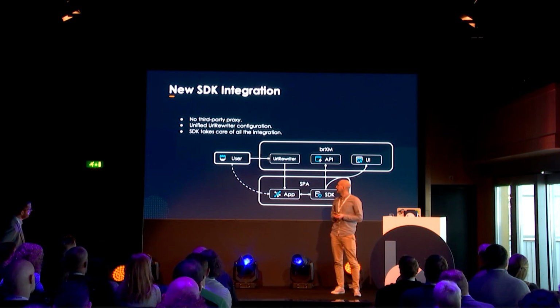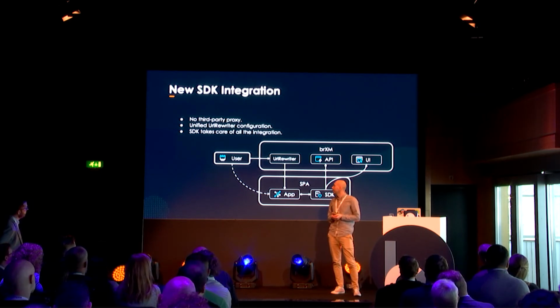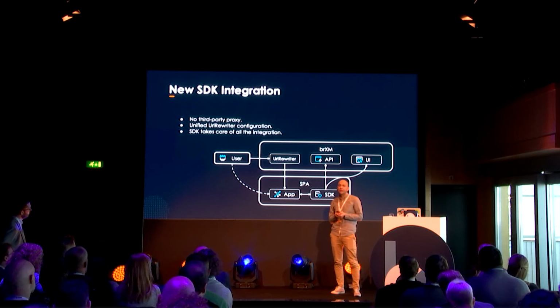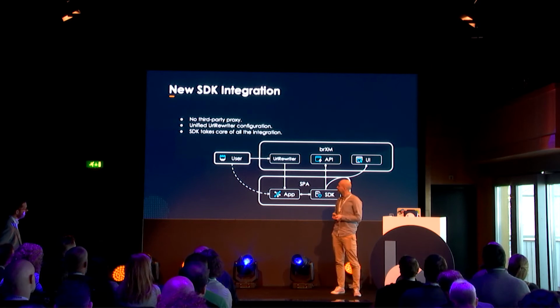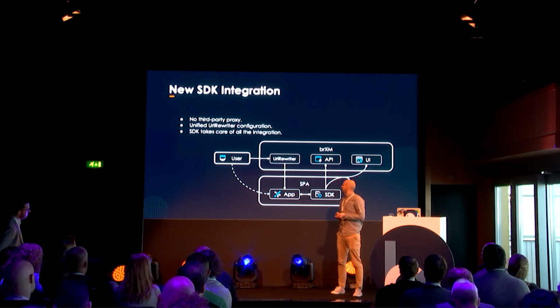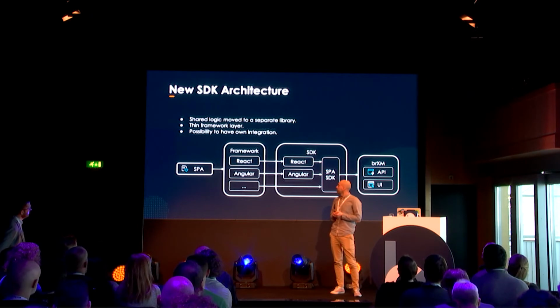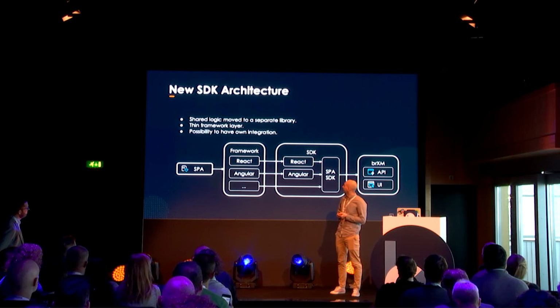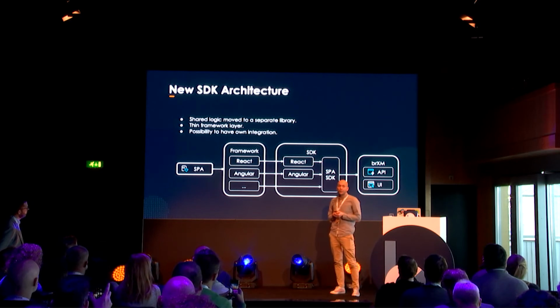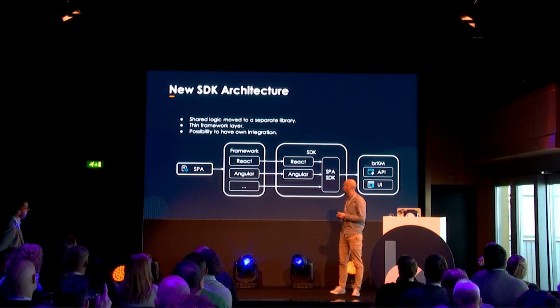And as a next step, we have encapsulated all the logic responsible for integrating with BRXM inside the SDK. So it should reduce the amount of configuration code, and it should have a positive impact on your application code. So to achieve this, we have changed our architecture. First of all, we moved all the shared logic to a separate library. From now on, the core integration layer is called SPA SDK.